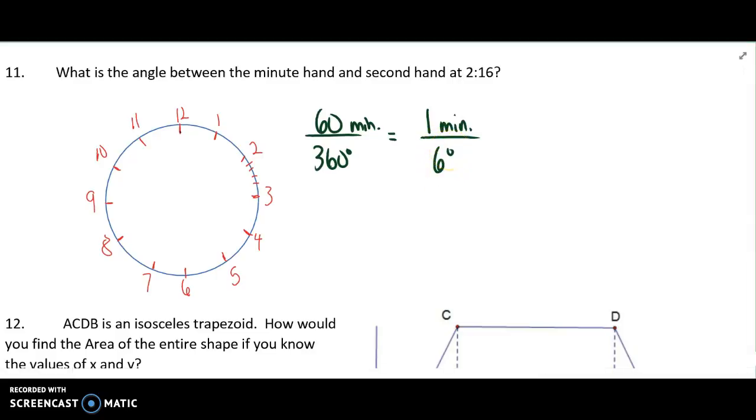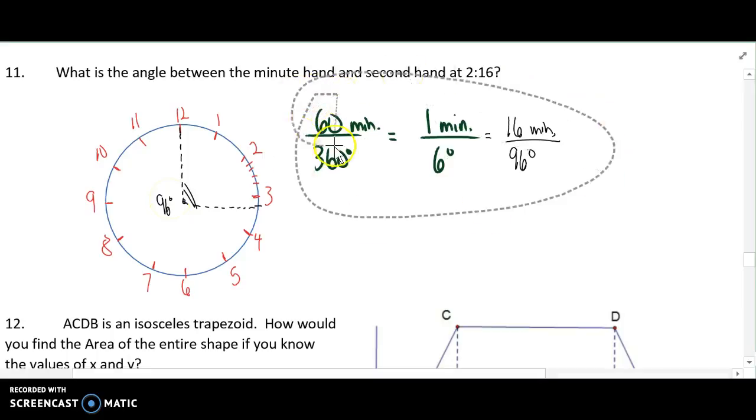So when we're looking at the clock and the minute hand is at 16, we have 16 minutes. So if I multiply the numerator by 16, that would give us 16 minutes. Multiply the denominator by 16, that gives us 96 degrees. In other words, starting from straight up vertical, if this is 0 degrees, it's rotated around by 96 degrees with the minute hand. So that is half of our problem.